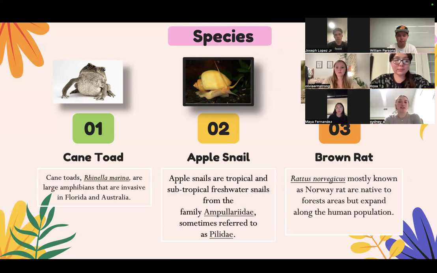These are freshwater snails from the family Ampullariidae, also referred to as Pilidae. The third species that we're going to talk about is the brown rat, known as Rattus norvegicus, which is mostly known as the Norway rat. It is native to forest areas but can spread along with the human population. They are in nearly every city in the world. You can find them on oceanic islands and in forests.